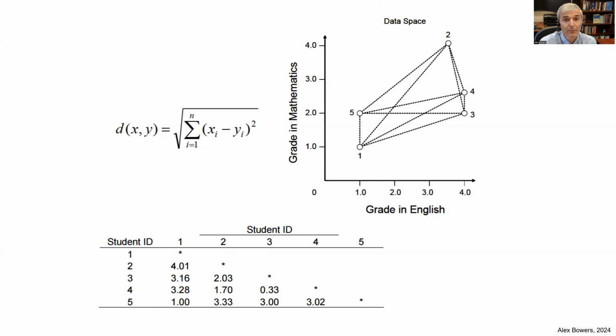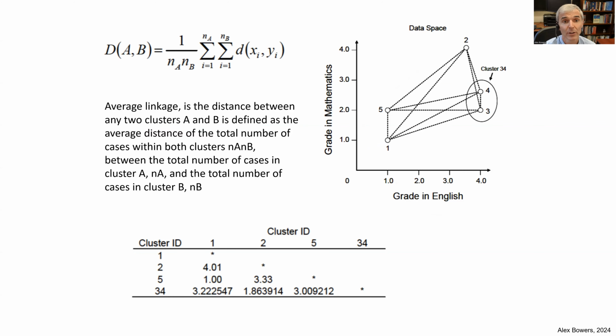So here, this is the first step. We've got Euclidean distances between everybody with everybody in this two-dimensional space. Now we're going to use average linkage. It's the distance between any two clusters defined as the average distance of the total number of cases within both clusters. So let's look at what the math looks like.